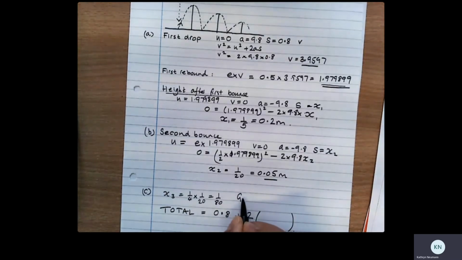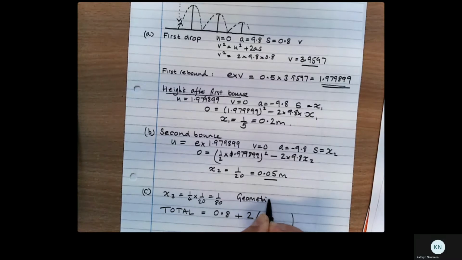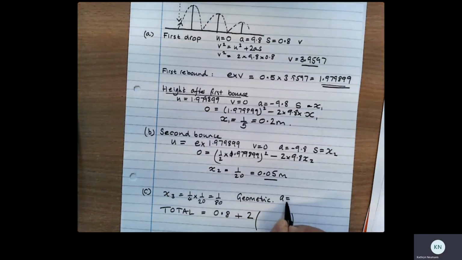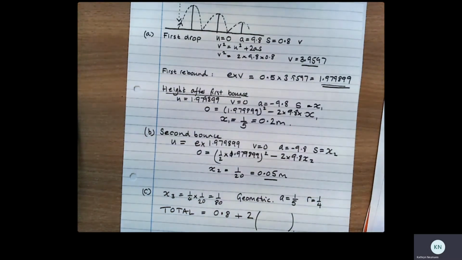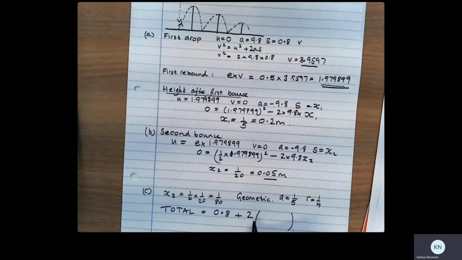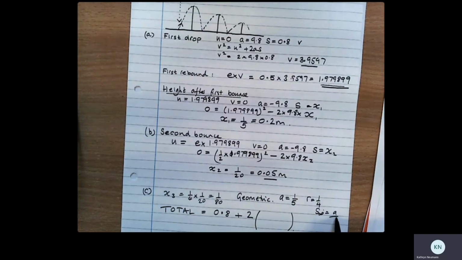Let's just write this here. This is a geometric sequence. And the first term of this geometric sequence is 1 over 5, or 0.2. The common ratio is a quarter. And we're doing an infinite number of terms because we're going to let it bounce until it stops bouncing altogether. So this is going to be 2 times. Now the sum of a GP to infinity is, so S infinity is A over 1 minus R. So this is going to be A, maybe we'll write it as a decimal, 0.2 over 1 minus 0.25.